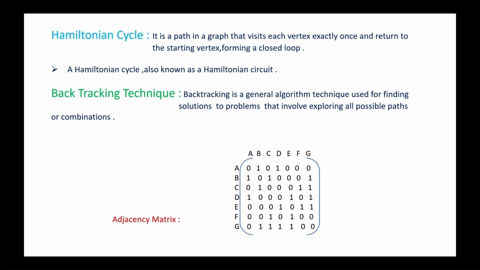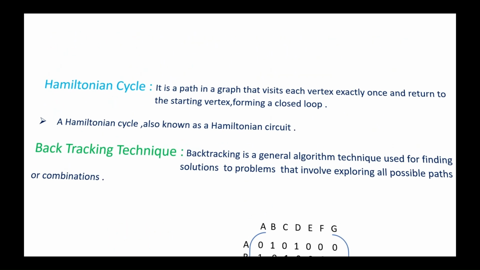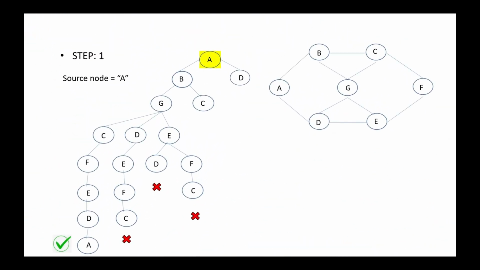Next, we discuss the backtracking technique. The backtracking technique is a general algorithm technique used for finding solutions to problems that involve exploring all the possible paths or combinations. Here is the adjacency matrix for the given graph. For the above given example, we need to solve the graph with the help of backtracking.